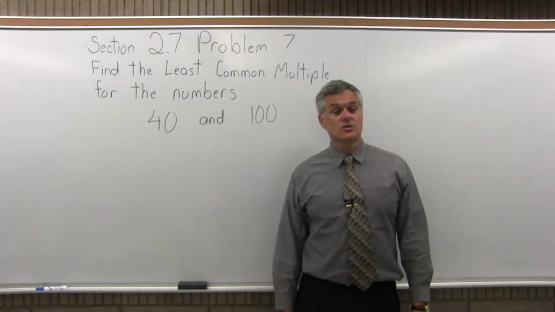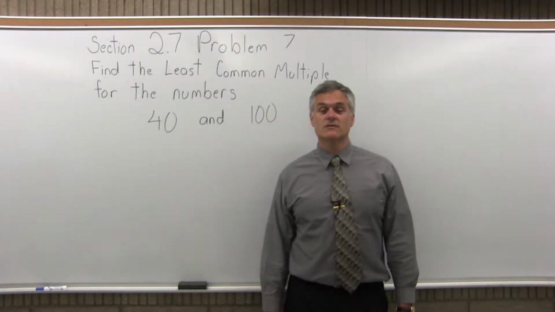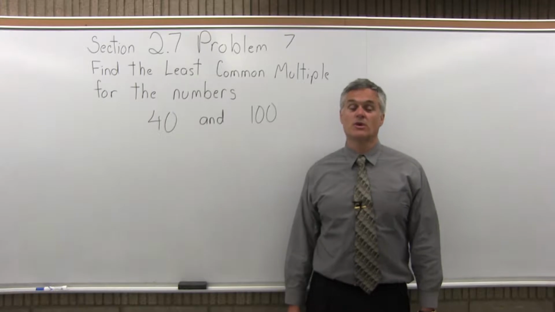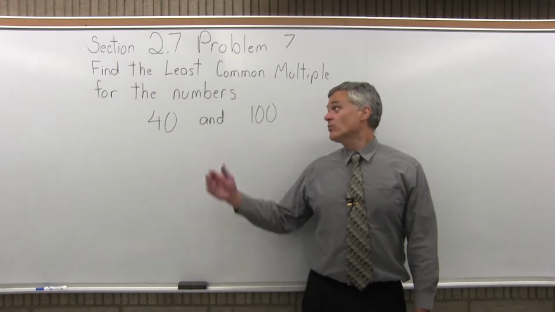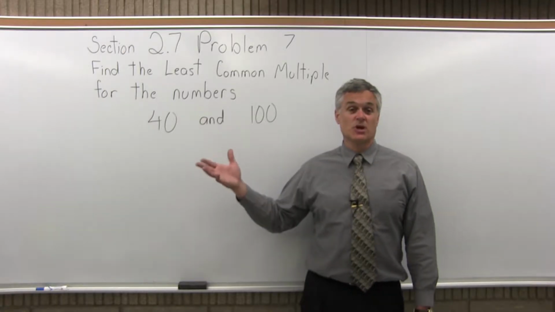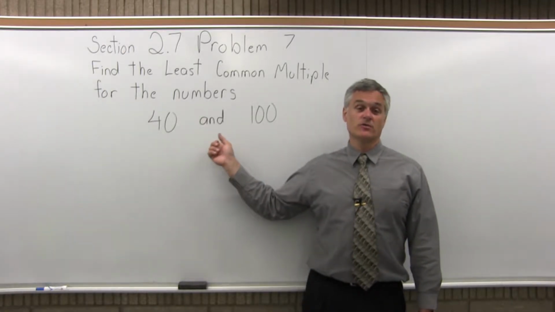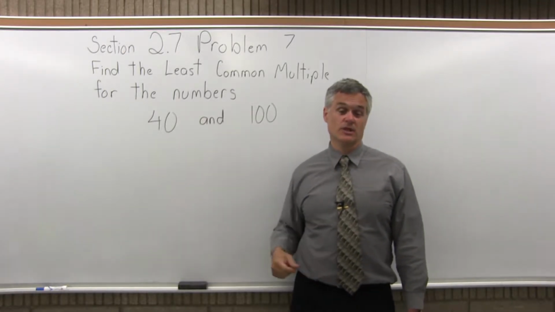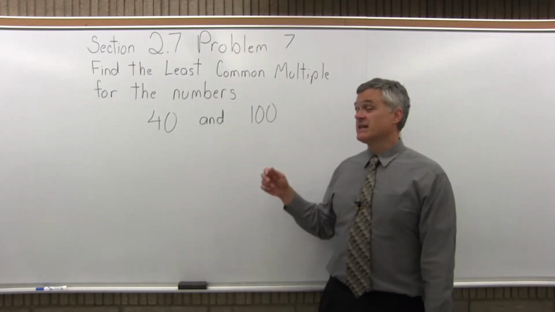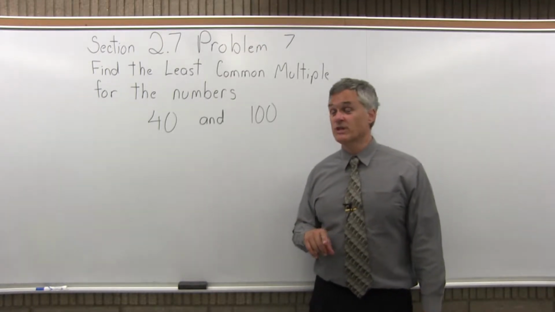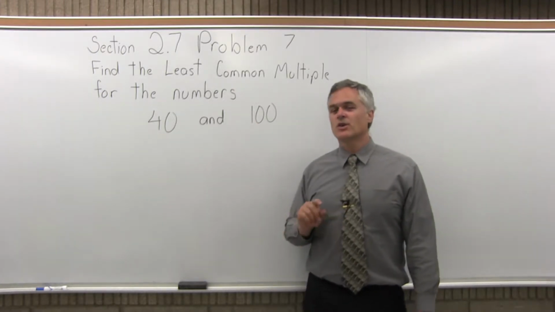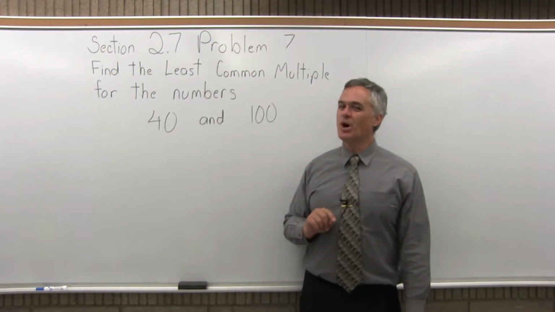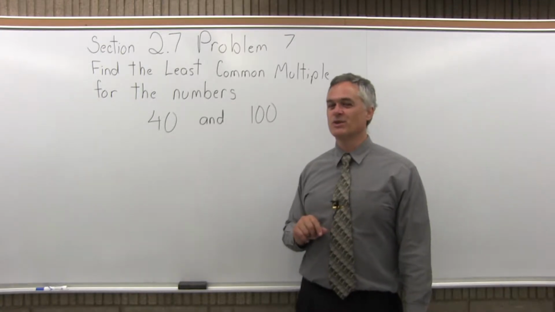This is Section 2.7, Problem 7. It says find the least common multiple for 40 and 100. Now, what that means is you want to find the smallest value that both 40 divides into evenly and 100 also divides into evenly. Right away, off the top of my head, I can see that they both divide into 400 evenly. 40 goes into 400 evenly, 100 goes into 400 evenly. The question is, is 400 the smallest value that they both divide into evenly?